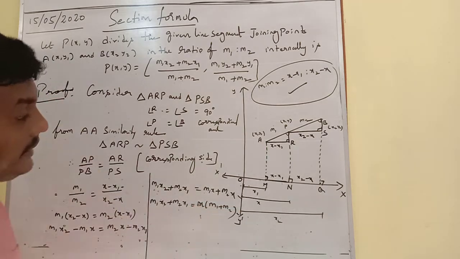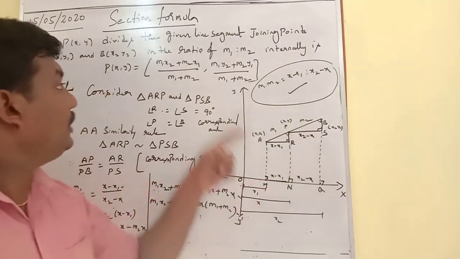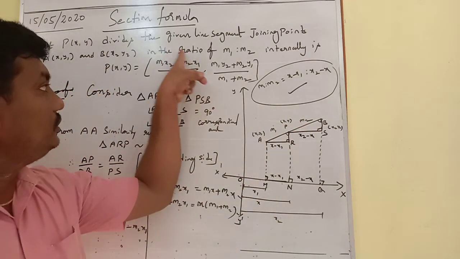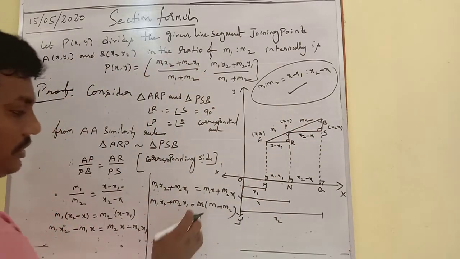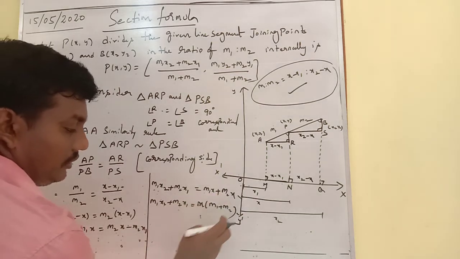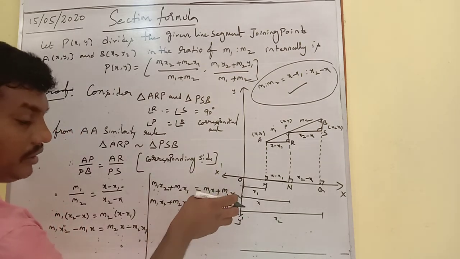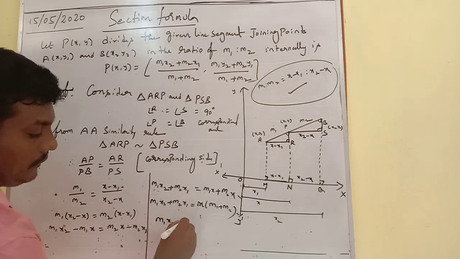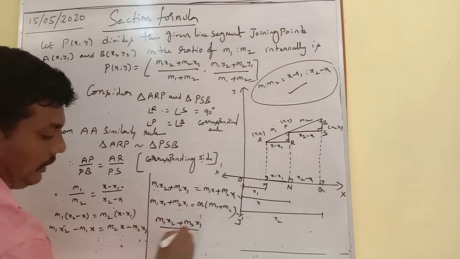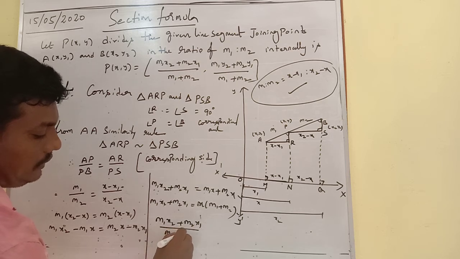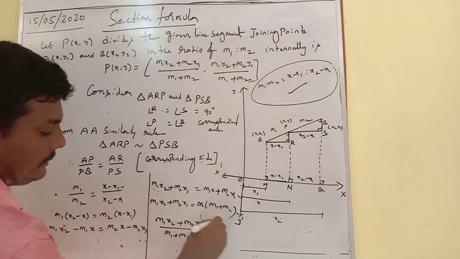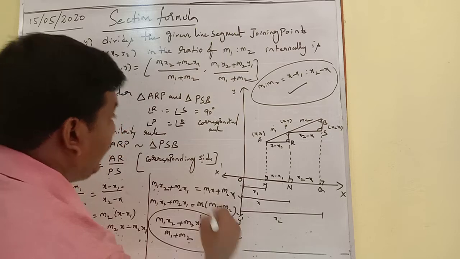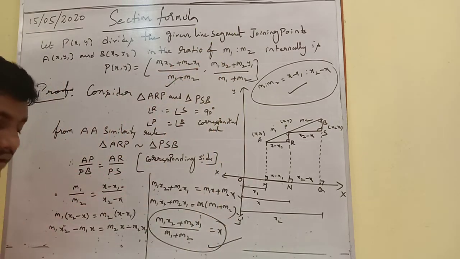But we need to find the x value, because we need the x coordinate. That's the reason we keep x here. Then transpose this value; multiplication becomes division. So m1x2 plus m2x1 by m1 plus m2 is equal to x. Now we got the x coordinate value.